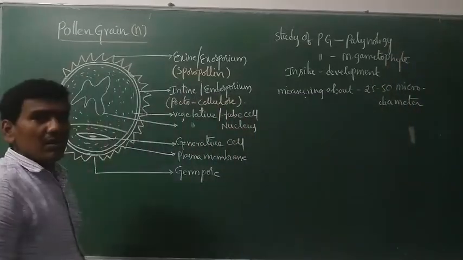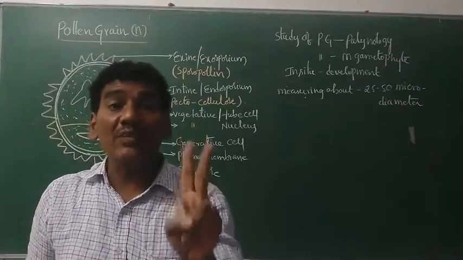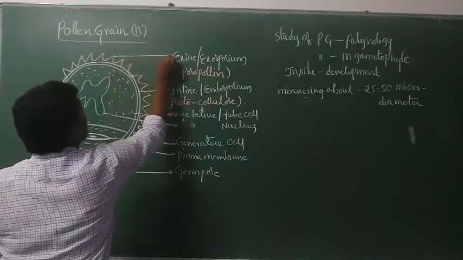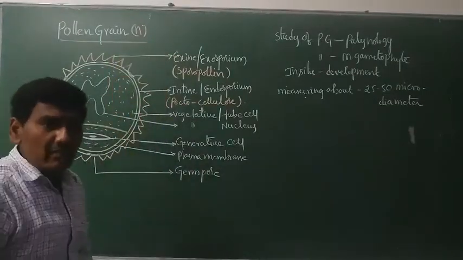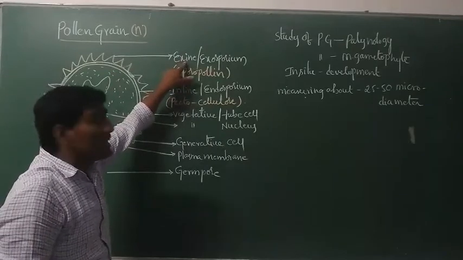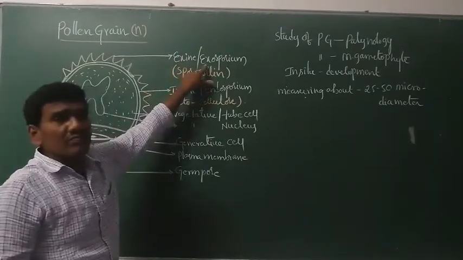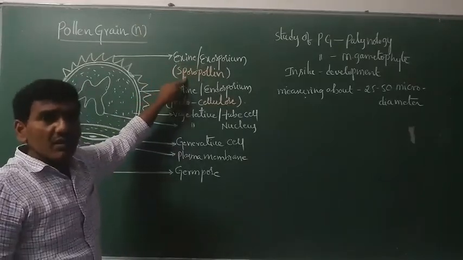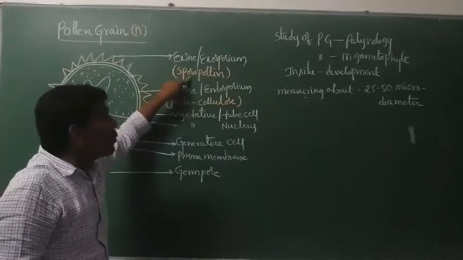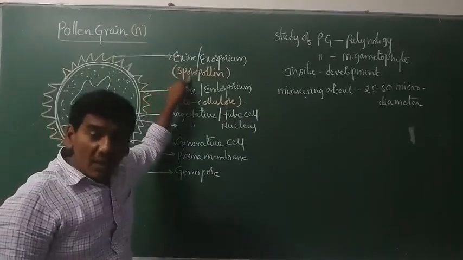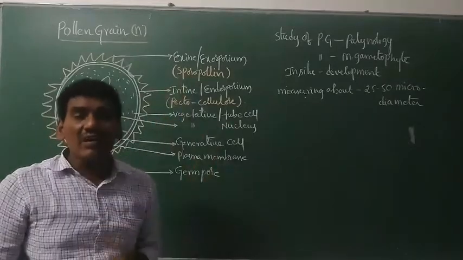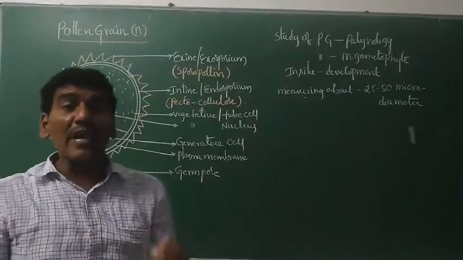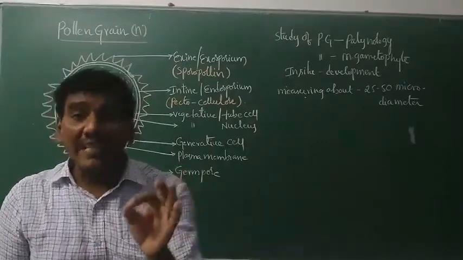Next one. It has a permanent two-wall layers. The hard outer layer is also known as exine. One more name of the exine is exosporium. The exine is made up of sporopollenin. It is one of the most resistant organic materials. The organic material is made up of fatty substance.